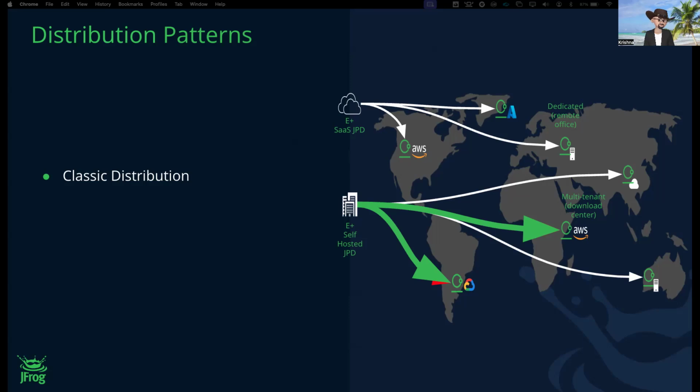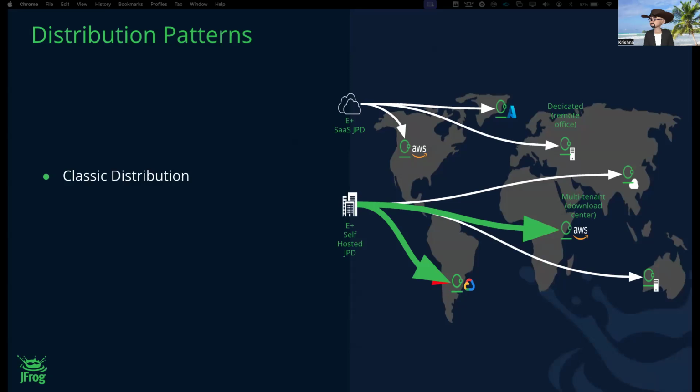One of them is classic distribution, a model focused on distributing software packages from a central repository to multiple remote locations. In this classic pattern, we will have one central Artifactory, which is the main repository where the software packages are created and stored. And edge nodes are the remote Artifactory instances that receive a cached package from the central repository.